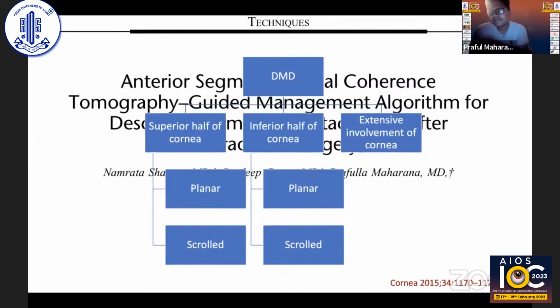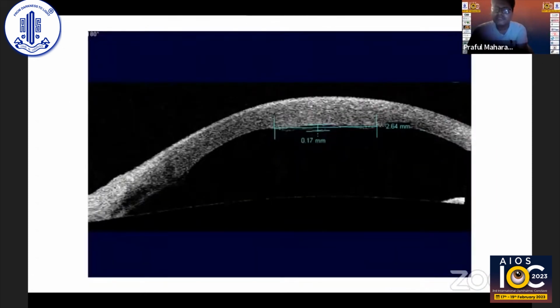This is the classification, which is basically a modification of the Mackool classification to guide you how to plan. We classified DMD into superior, inferior, half, or diffuse involvement of the cornea. If superior or inferior, then it can be further categorized as planar and non-planar, scrolled and non-scrolled. I'll just show you a few pictures.